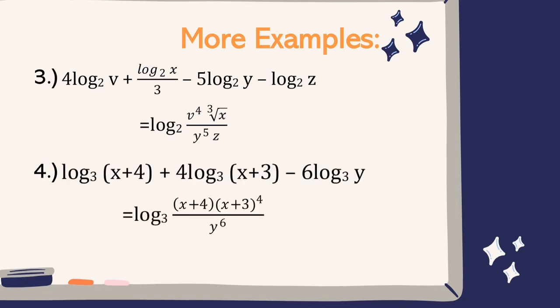Example number 4 is logarithm of x plus 4 to the base of 3 plus 4 times the logarithm of x plus 3 to the base of 3 minus 6 times the logarithm of y to the base of 3. Apply the steps and we get the logarithm of x plus 4 times x plus 3 raised to the power of 4 over y raised to the power of 6 to the base of 3.